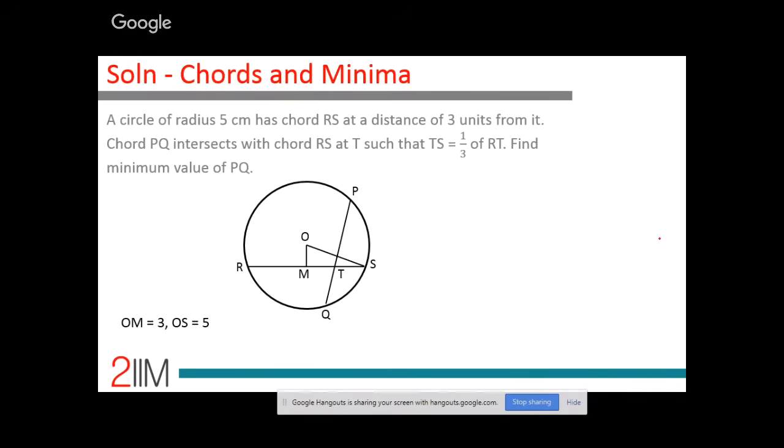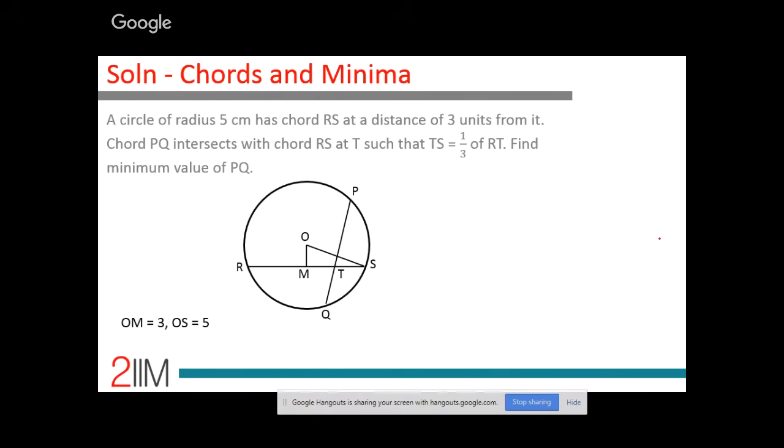See, formal way of doing it, arithmetic mean is greater than or equal to geometric mean. We know PT into TQ is 12. What is the minimum value PT plus TQ can have? That will be there when both are equal. So what should be PT? What should be TQ? Root 12 and root 12. So PT should be square root of 12. TQ should be square root of 12. Or PQ is 2 times square root of 12 or 4 root 3.